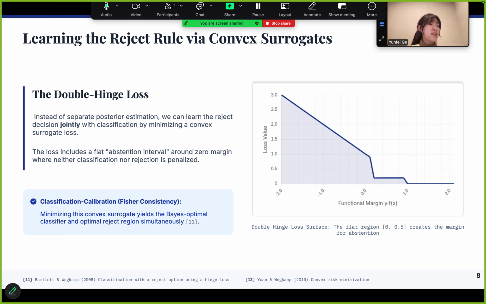Next, others later showed something really clean. Three different ways of formulating the rejection problem: cost-based like Chow, coverage constraint like El-Yaniv and Wiener, and accuracy bounded, all lead to the same optimal strategy. So the different formulations are not in conflict. They are equivalent perspectives on the same underlying problem.